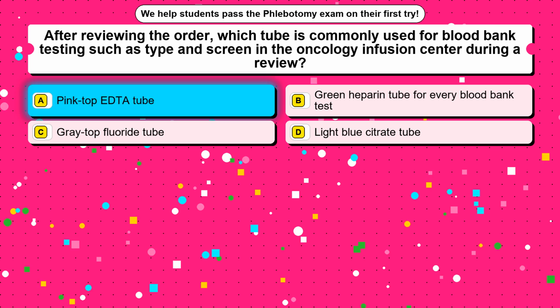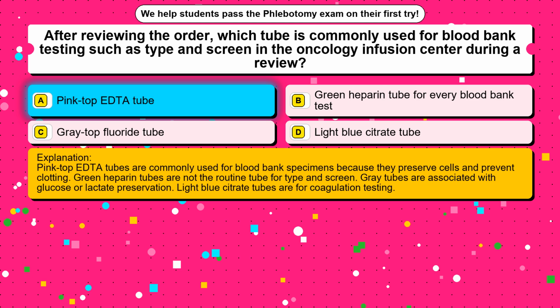The correct answer is option A. Pink top EDTA tube. Pink top EDTA tubes are commonly used for blood bank specimens because they preserve cells and prevent clotting. Green heparin tubes are not the routine tube for type and screen. Gray tubes are associated with glucose or lactate preservation. Light blue citrate tubes are for coagulation testing.